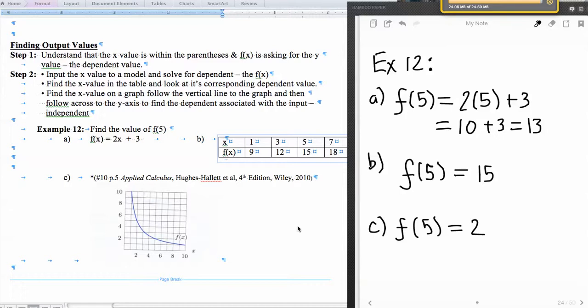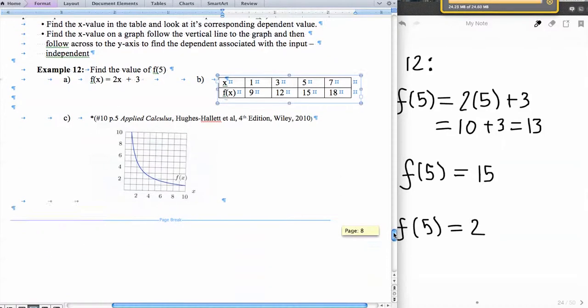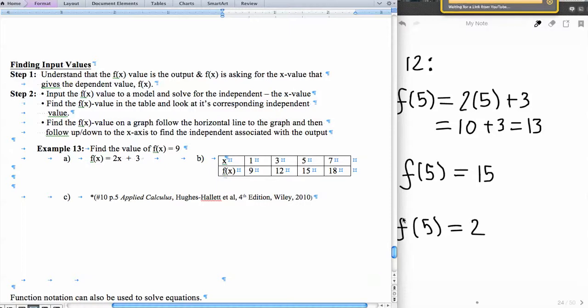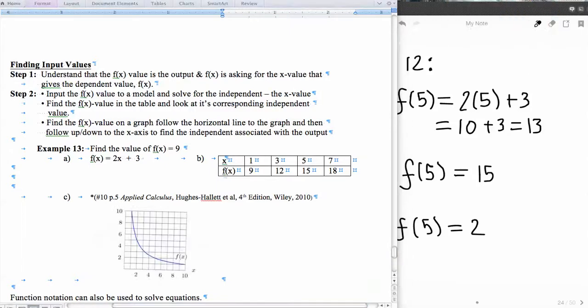In our next little video, we're going to be doing the opposite of this. We're going to find input values when we have the output values. And so I'll see you in the next video to conclude that one.